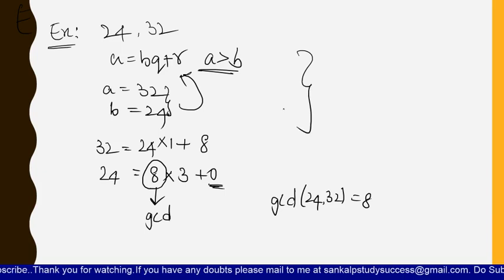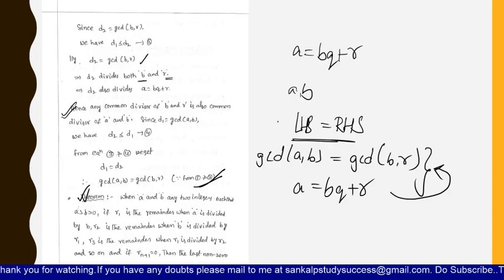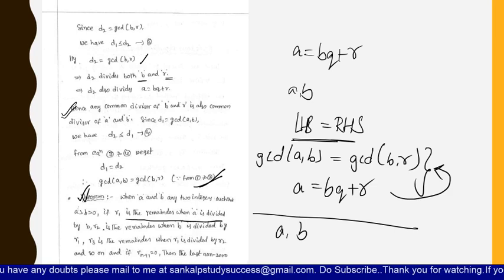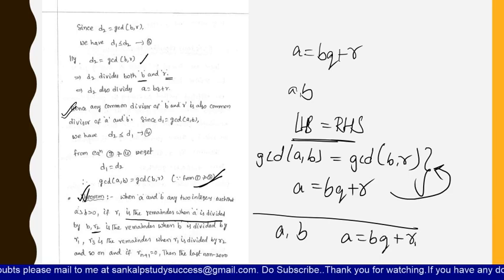By following the same procedure, we can prove the second theorem very easily. So let us see here. He is considering two integers a comma b, such that r1 is the remainder when a is divided by b. That means, how do you write? a is equal to bq plus r1. When a is divided by b, we are getting the remainder as r1.